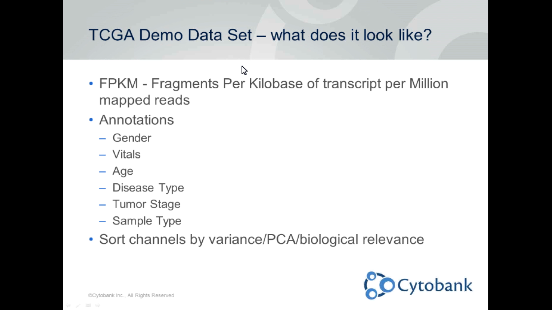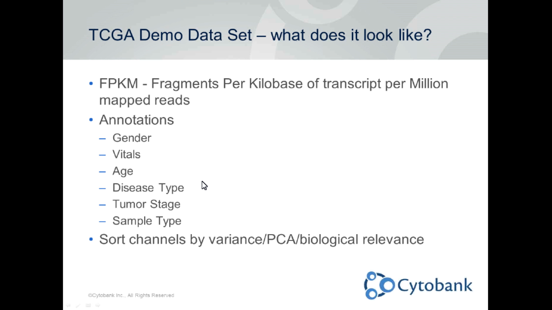In addition to these experimental channels, though, we also have some annotation channels. So these are listed in this particular spreadsheet, and they're at the very end. We've actually converted them to integers, but it goes by gender, vitals, age, disease type, tumor stage, and sample type. So these are some parameters we can use as a key to look at how VISNI has done to separate our data.